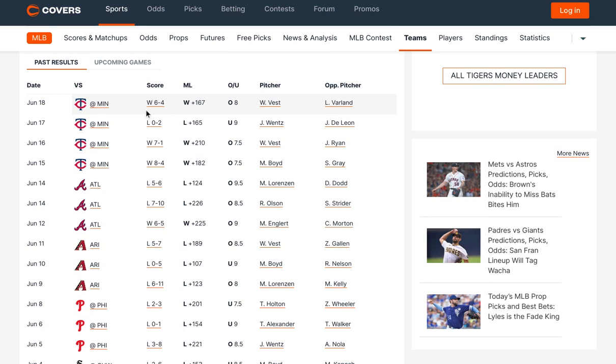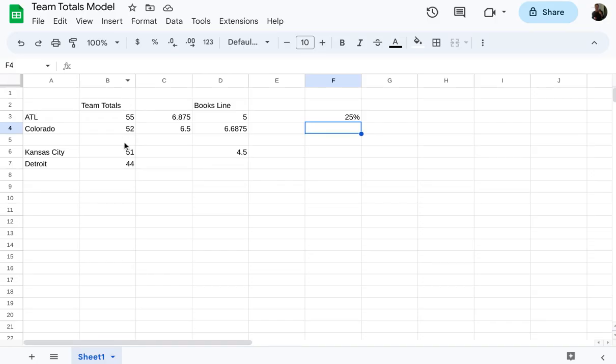Okay, so we're going to look and do the same thing for Detroit. 6, 0, 7, 8, 5, 7, 6, and 5 are the number of runs they've scored in the last 8 games. So a little bit less, 44. So with them, again, we'll do our calculation. 51 divided by 8 is 6.3. 44 divided by 8 is a little bit less, 5.5.